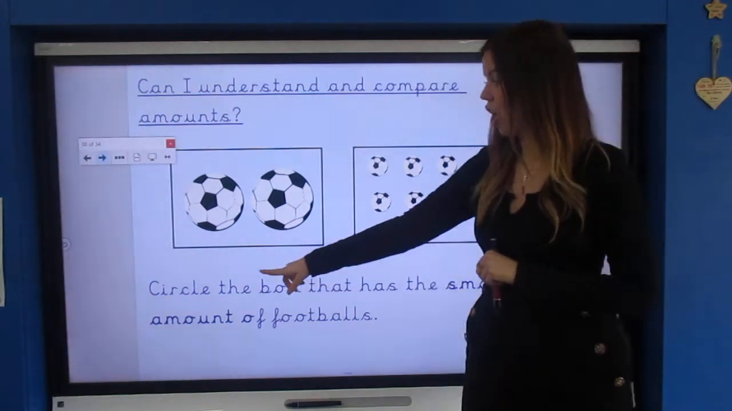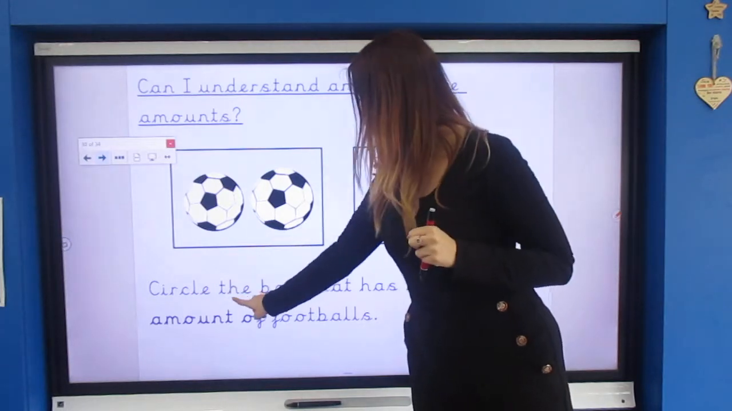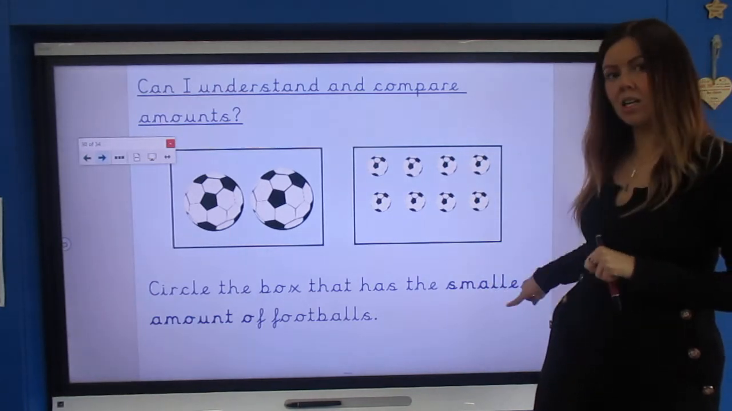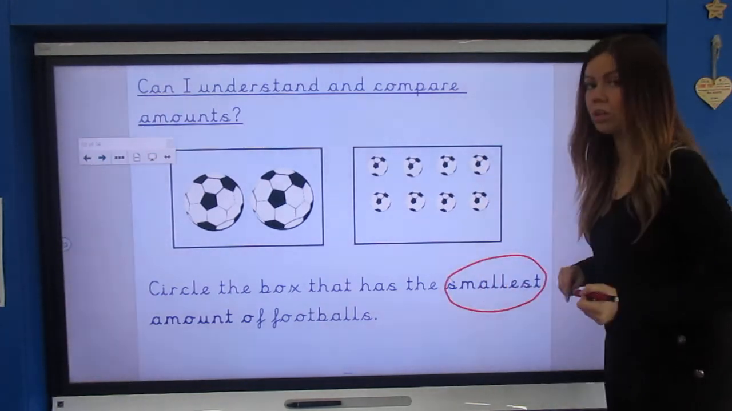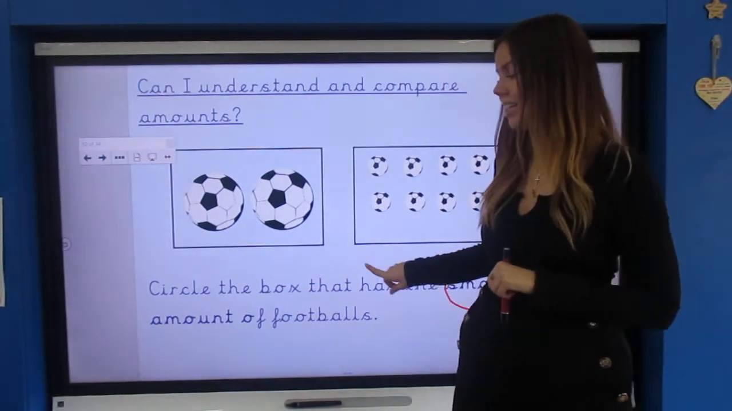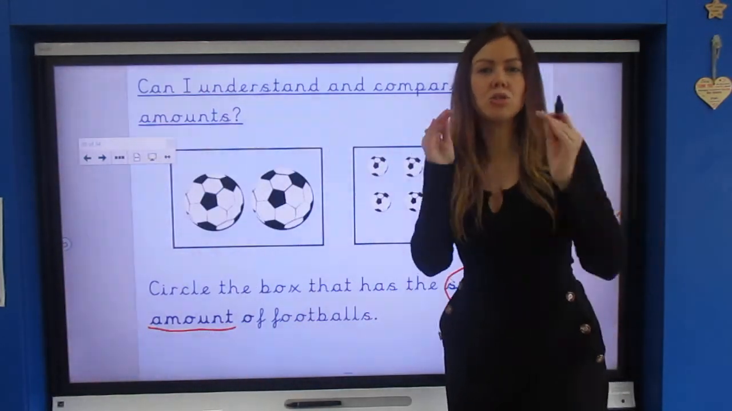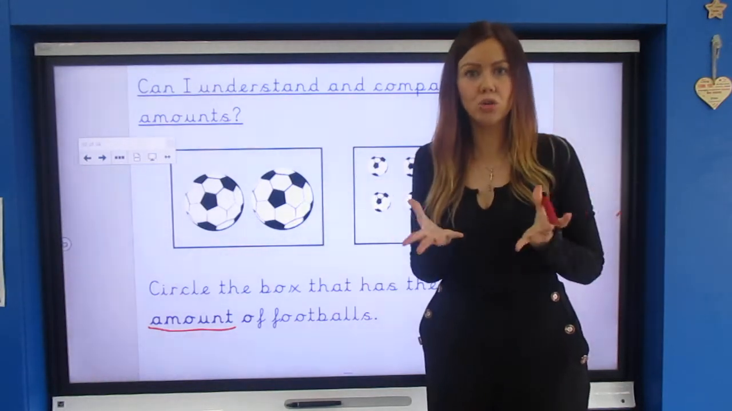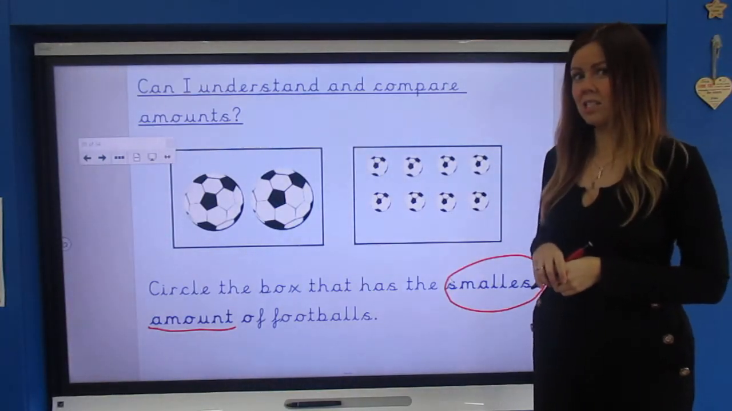Okay, now we'll read it together. What's that word again? It's the same one. Circle. Circle the box that has the smallest. The smallest. So the word we are looking for here is smallest, and understanding what smallest means. Circle the box that has the smallest amount. Now that's important. Amount. Because it doesn't want smallest in size, it wants the smallest amount, the smallest number of footballs.